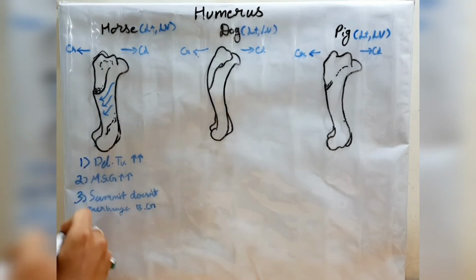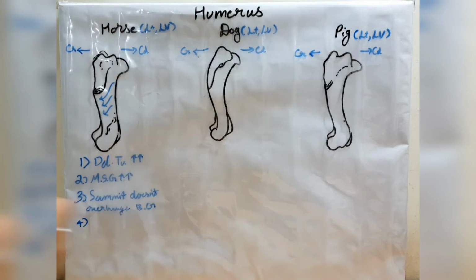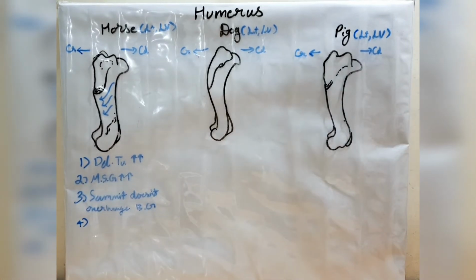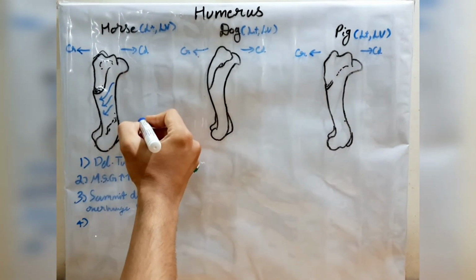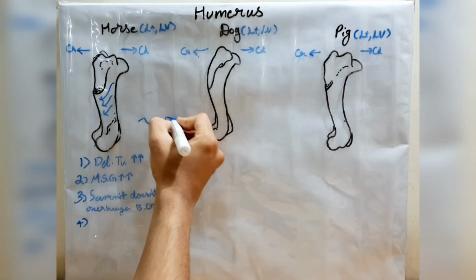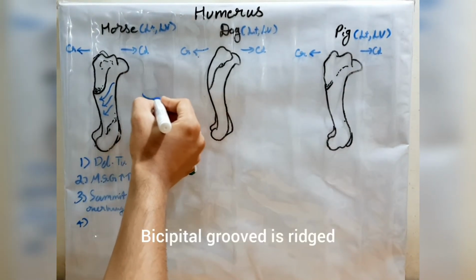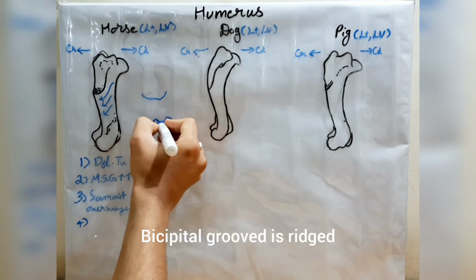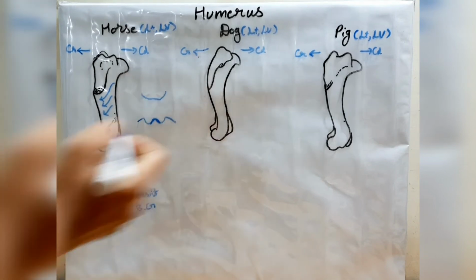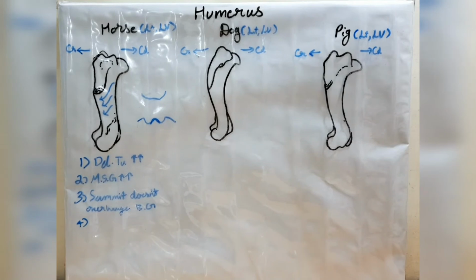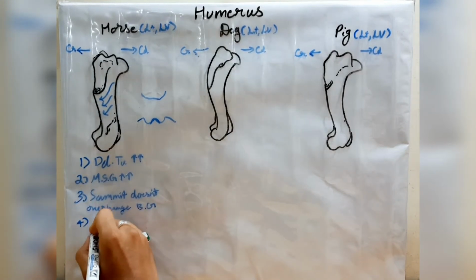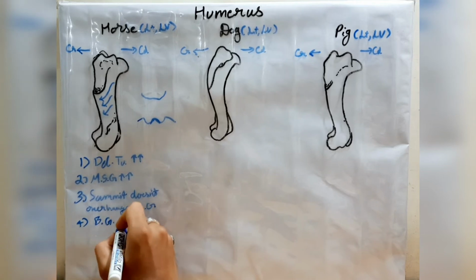And the last and most important point is that the bicipital groove itself is divided by a ridge. So normally the bicipital groove is just a groove, but in this case you will be able to appreciate a ridge dividing the bicipital groove. Okay, so bicipital groove is ridged. This is a very important point.